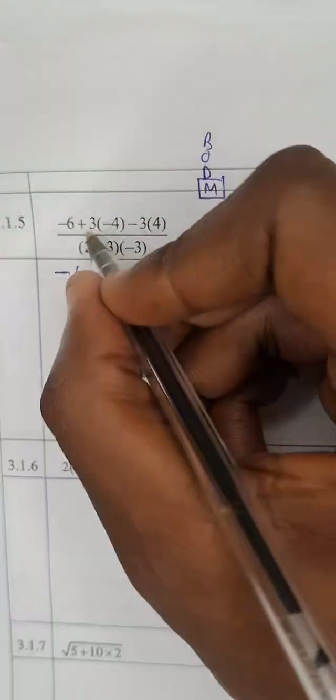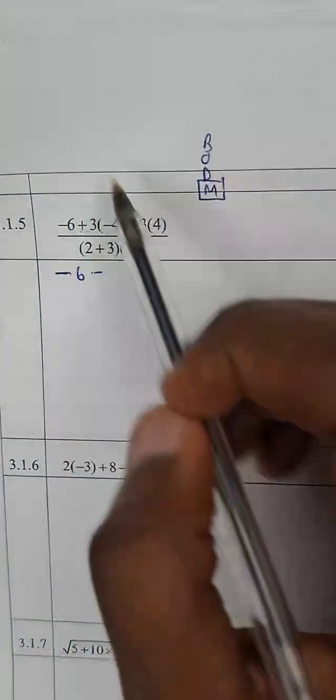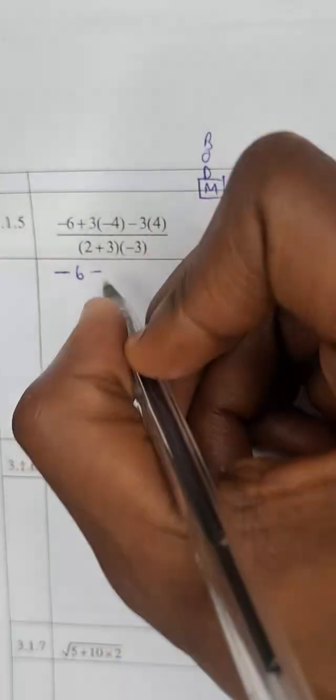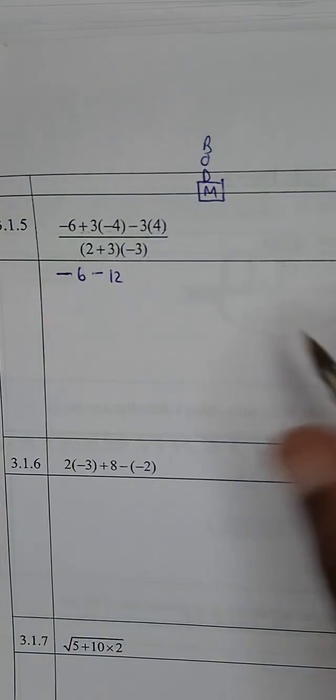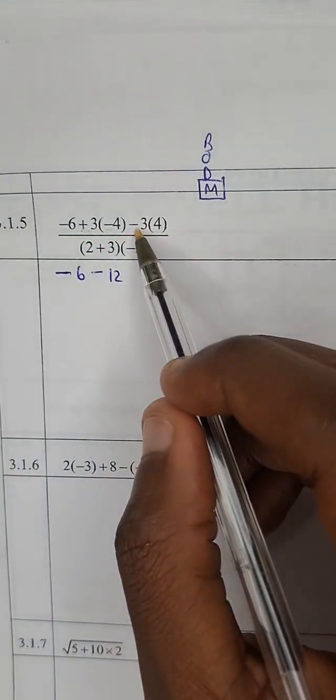Thank you, Snalo. Positive times a negative is a negative. We multiply the sign first, then we multiply the number. 3 times 4 is 12.